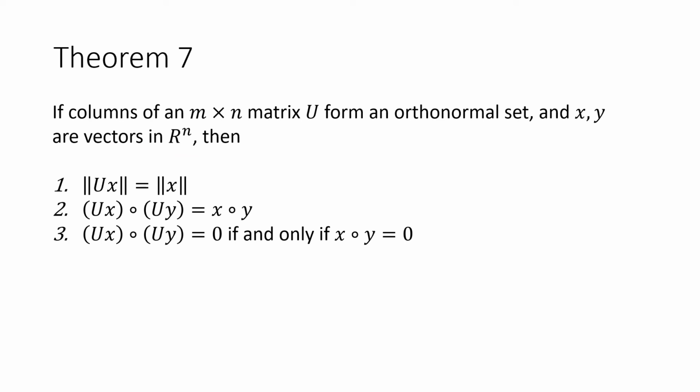And then finally, theorem 7. If you have a matrix whose columns are an orthonormal set, similar to the last theorem, and you have any two vectors in Rn, you get a lot of really nice properties. So the norm of U times x is just equal to the norm of x. In other words, multiplying by this matrix doesn't change the length of things. It's going to take a vector and twist it around and make it point in a different direction, but it's not going to change its length.